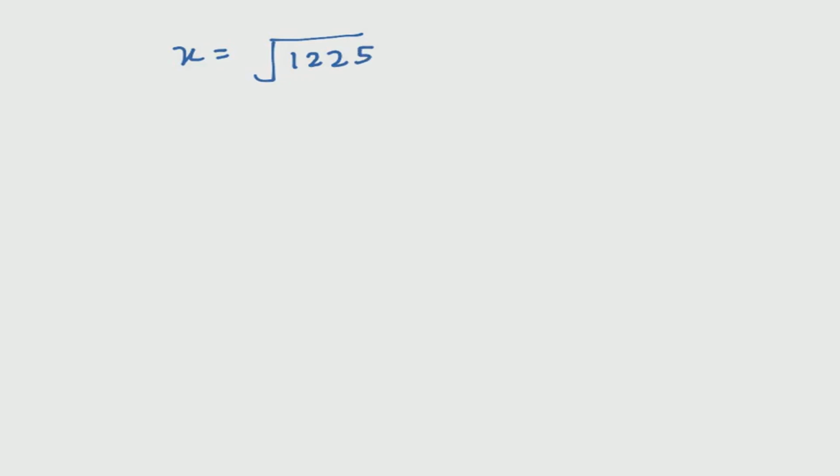Now we can use the prime factorization method to find the square root of 1225. Here I am writing it straightforward. It will come as 35, because I already explained how to find the square root of a number by prime factorization. So it means the number of rows will be 35 and the number of plants in each row will be 35.